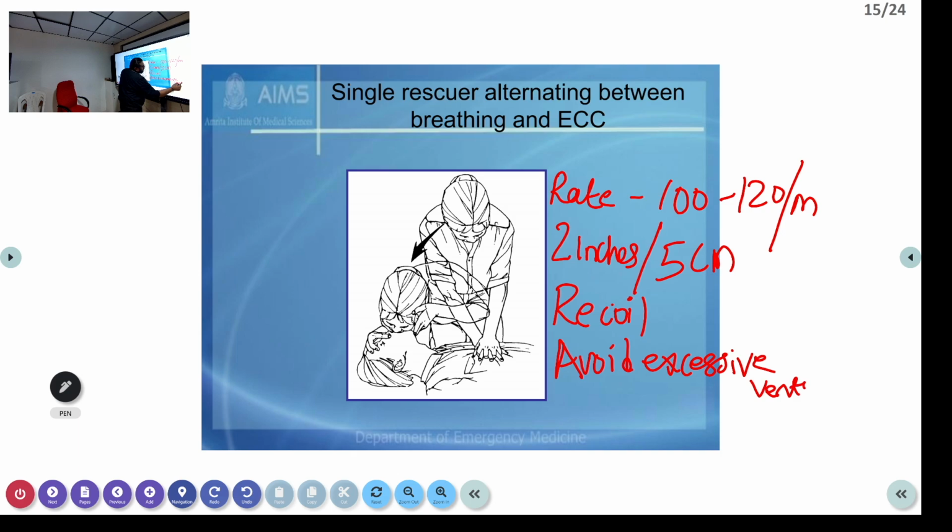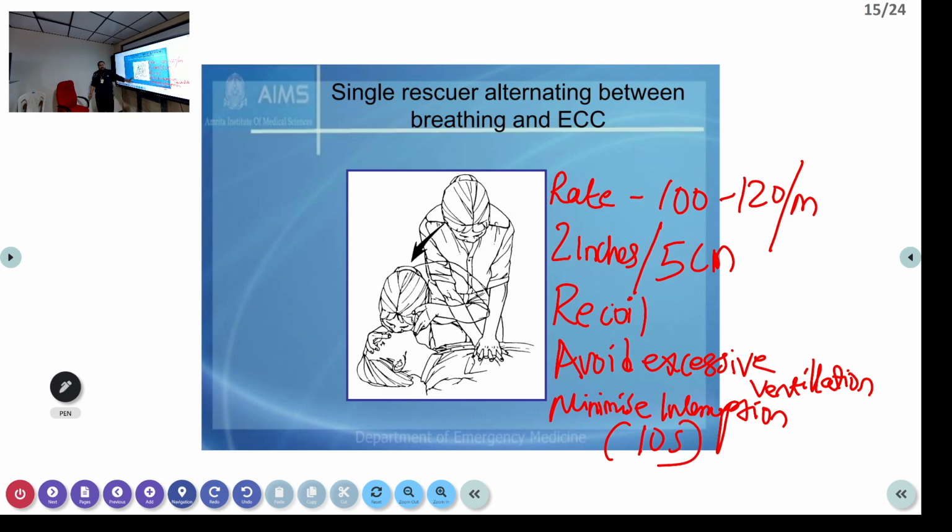And the final one is what? Minimize interruption. So we have to minimize the interruptions. If at all any interruption has to be done, it should not be more than 10 seconds. Suppose you want to do a pulse check, you have to do it in not more than 10 seconds. So that is what you have to remember.